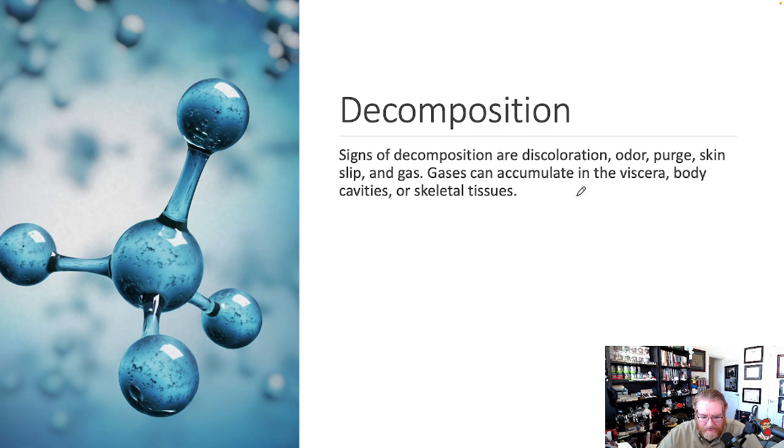Decomposition. The 5 cardinal signs of decomposition: discoloration, odor, purge, skin slip, and gas. Gas can accumulate in the viscera, body cavities, or other tissues.